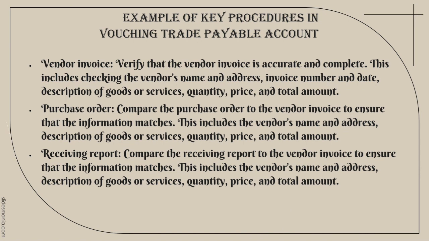Vendor invoice. Verify that the vendor invoice is accurate and complete. This includes checking the vendor's name and address, invoice number and date, description of goods or services, quantity, price, and total amount. Purchase order. Compare the purchase order to the vendor invoice to ensure that the information matches. This includes the vendor's name and address, description of goods or services, quantity, price, and total amount.